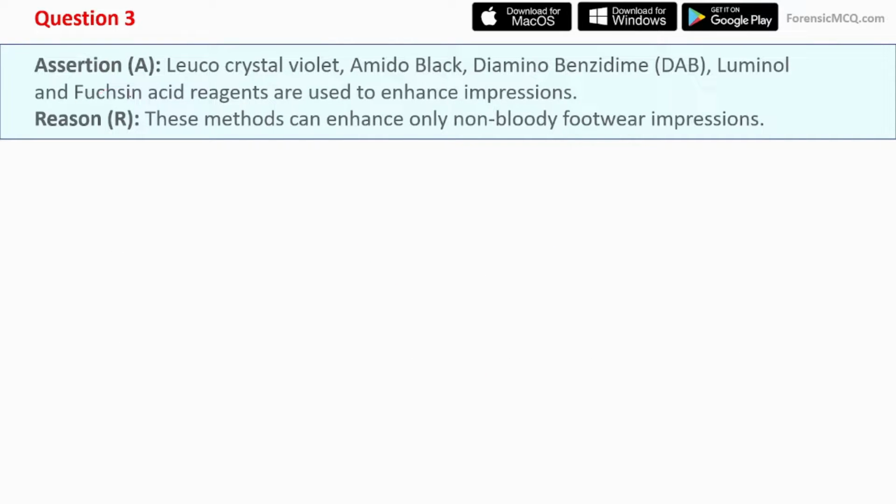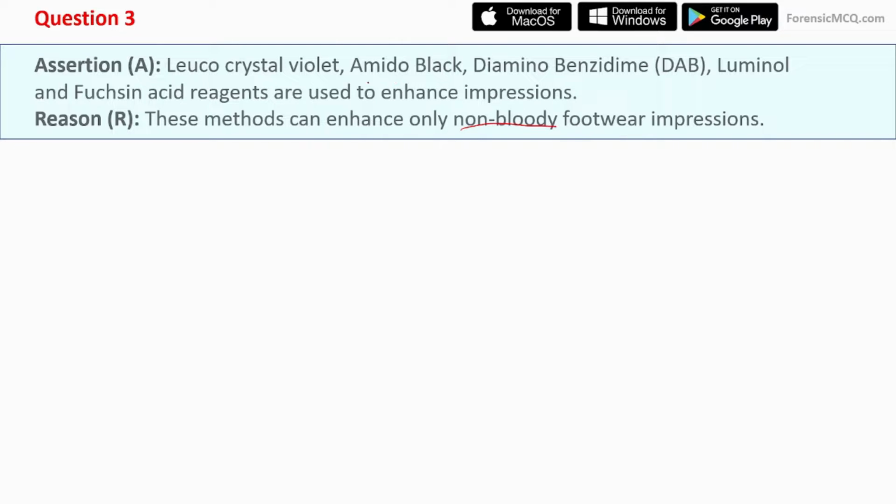Question number three is an assertion-reason question. Assertion says leuco crystal violet, amido black, diaminobenzidine (DAB), luminol, and fuchsin acid reagents are used to enhance impressions. The statement is correct. They are used to enhance impressions. And the reason: these methods can enhance only non-bloody footwear impressions.